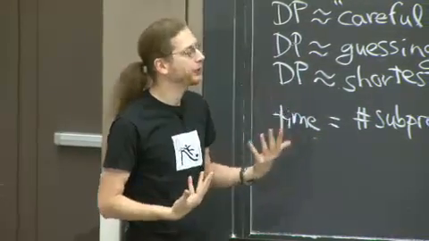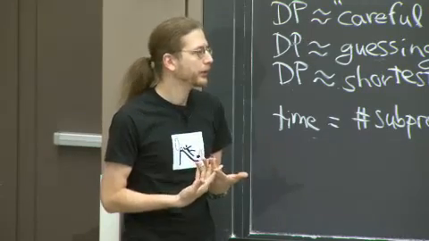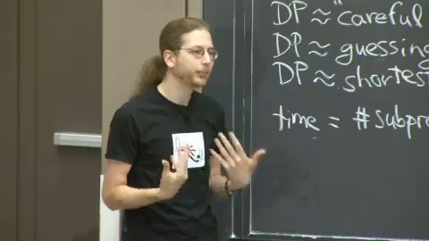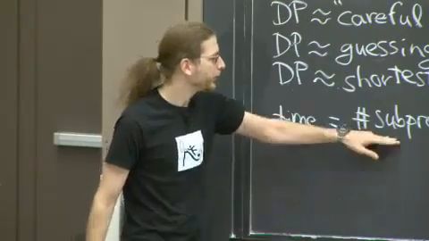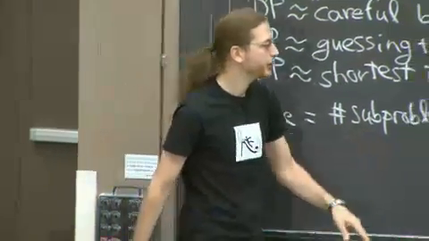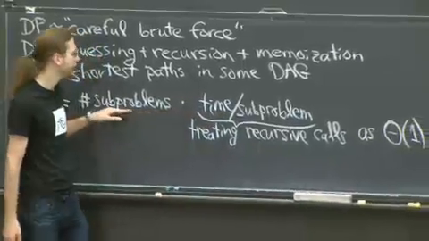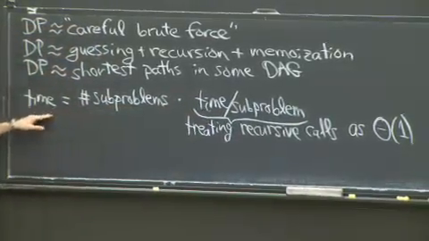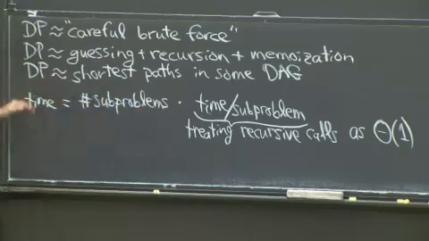Like with Fibonacci, we wanted the nth Fibonacci number, but along the way we're going to compute all f1 up to fn. So those are our subproblems. And if we compute the amount of time we need to solve each subproblem and multiply that by the number of subproblems, we get the total time required by the algorithm. This is a general true fact.